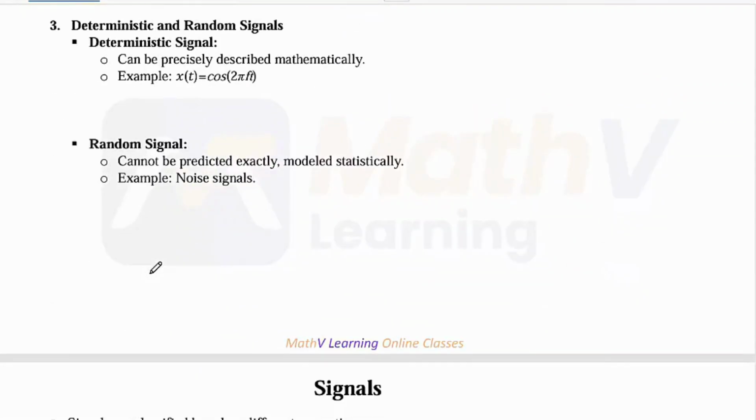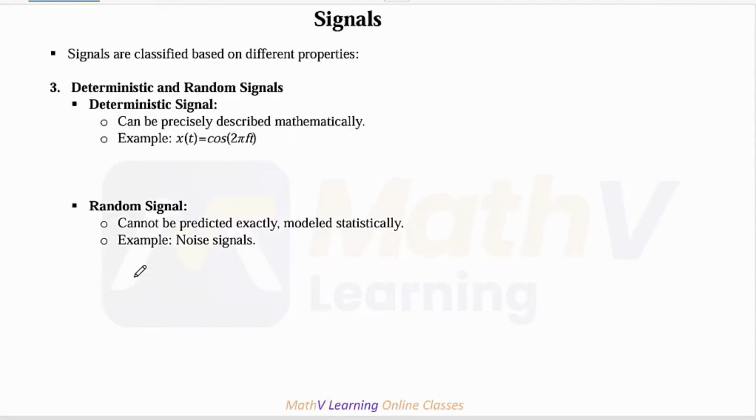Now the third category of signal is based on the property of whether we can mathematically model that particular signal. So that is deterministic and random signal. Deterministic signals are the signals which can be described mathematically, or we can define the magnitude of a signal at any instant of time.